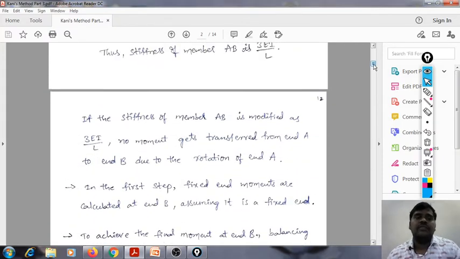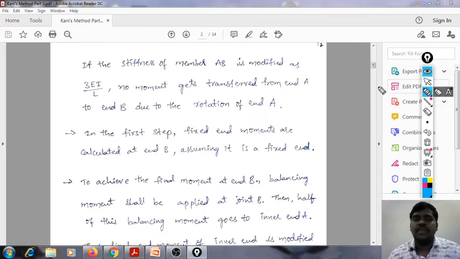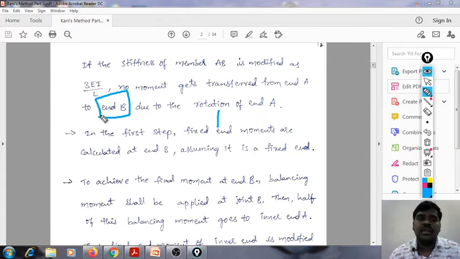So again, if the stiffness is modified as 3EI by L, no moments get transferred from end A to end B due to the rotation of end A. So there is no chance of transfer of moments from end A to end B. So what is end B here? End B is nothing but a simply supported end.